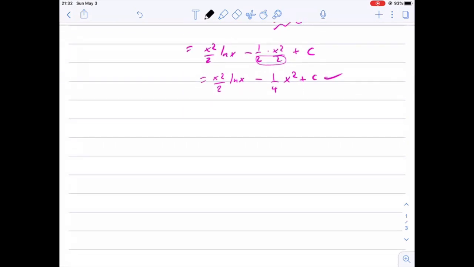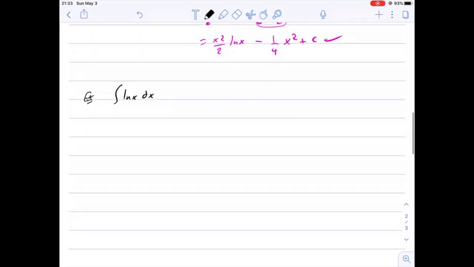Now let's do another problem. If we only have natural log of x dx, what is the integral of this? As usual, we call some part u and the other part dv. Here we consider that we have 1 dx, so logarithmic comes before algebraic, so this is u and this is dv. So u is natural log x, du is 1 over x dx, and dv is dx. That means v is x, the integral of this.